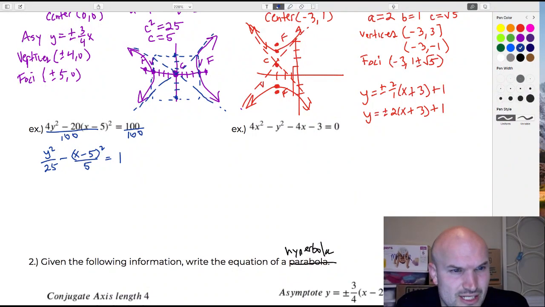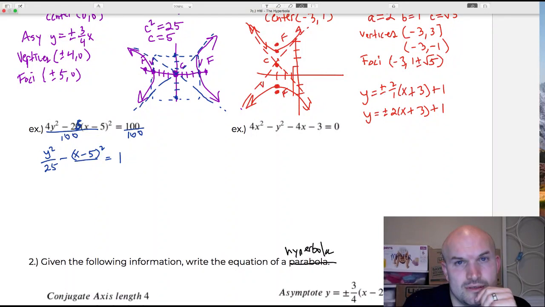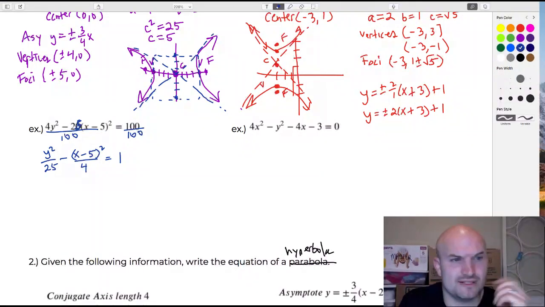I think I wanted that to be a 25. Let me change that to a 25, just to make our math a little bit easier, because that's a little bit more typical. So I'm going to make that executive change here. All right, so now we have that problem.